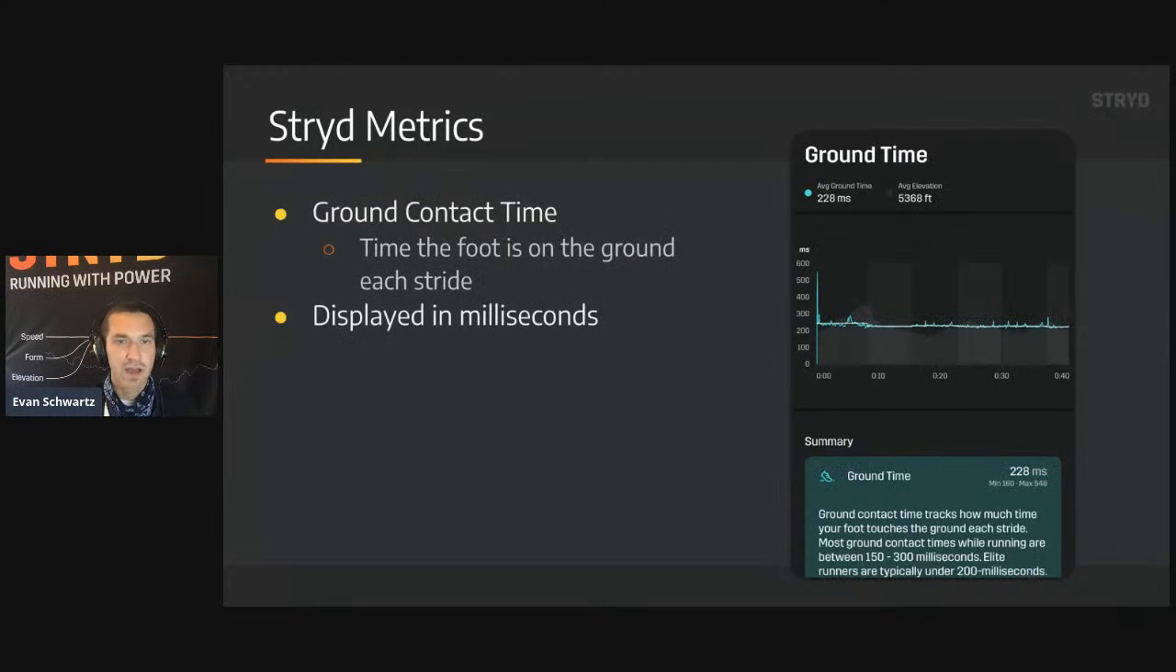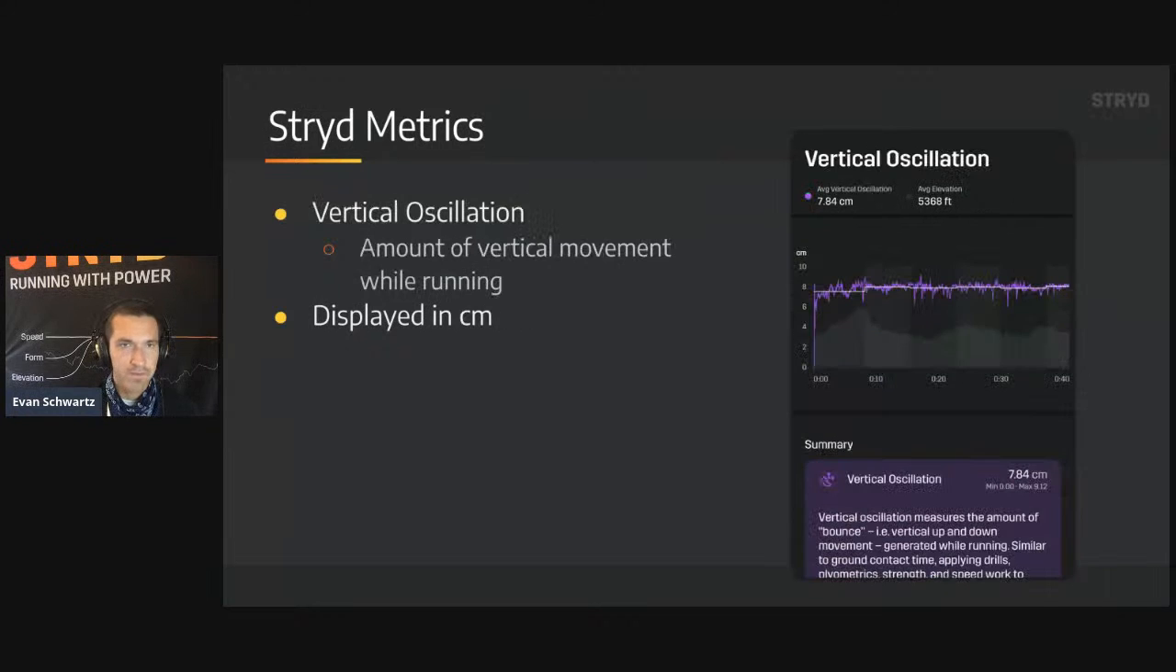The next one is ground contact time, and this is the time the foot is on the ground each stride. It's displayed in milliseconds. This one usually reacts to changes, again, in pace and power, as well as different grades that you are running on.